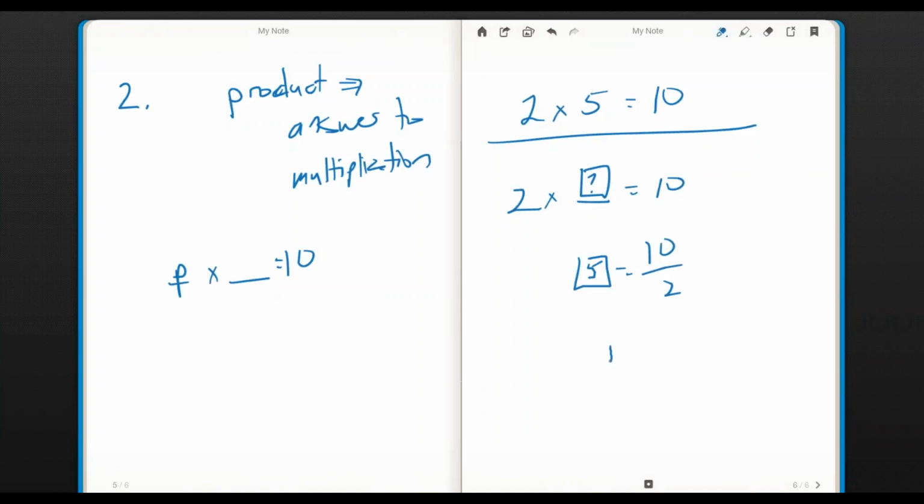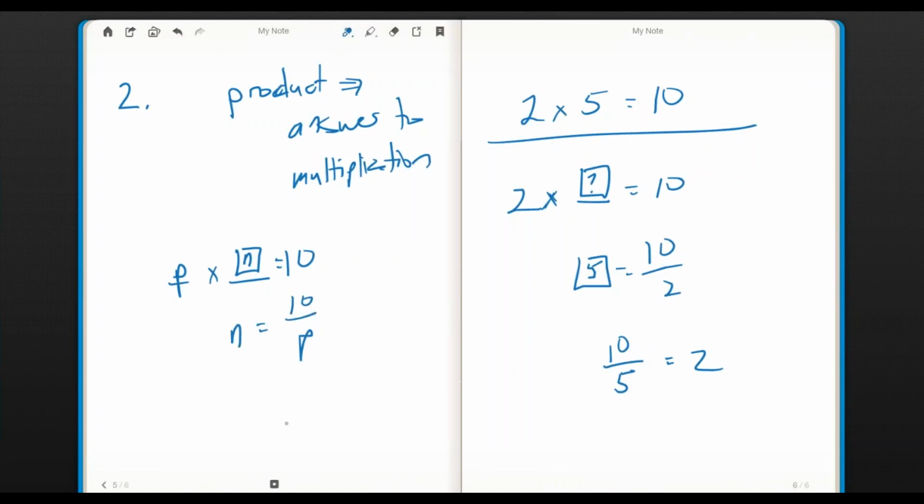It doesn't matter which one you do, of course, because 10 divided by 5 is also 2. If you're missing one number, you can find the other by division. You undo the multiplication using division. So if p times something is 10, then it says we're trying to find an expression for the other number, so we have to give it a letter. It didn't tell us what the other number was. I'm going to call it N for number. That other number is going to be 10 divided by P.